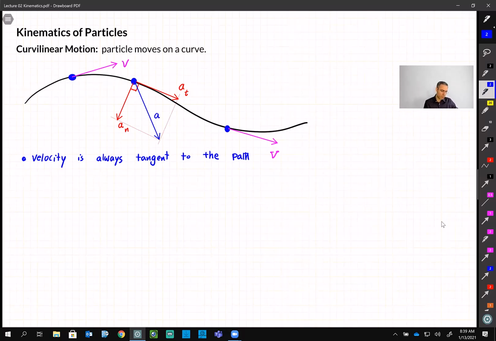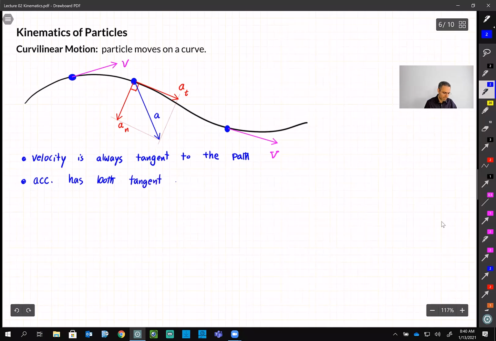To solve these sorts of problems, let me also write these things. Remember, acceleration has both tangent and normal components.